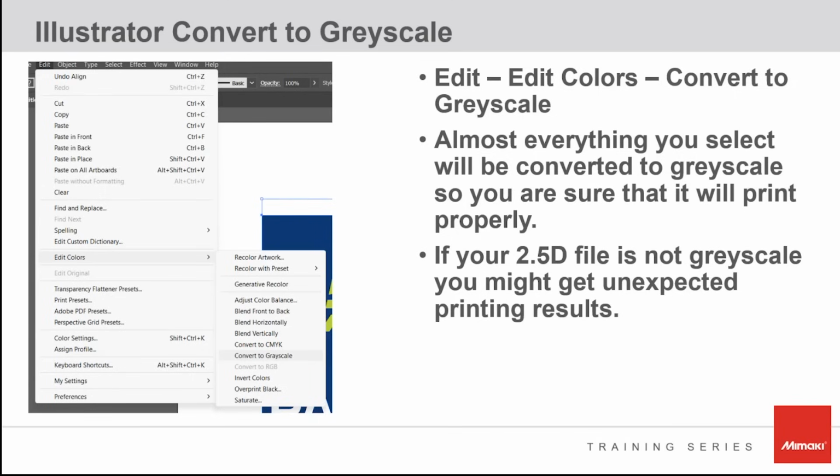But sometimes if you're using something like an edible text or something that has a lot of effects built into it, those things will not convert over to grayscale properly. I'll show you a trick in a little bit how to find that in the Appearance tab. If your 2.5D file is not grayscale, you're going to get an unexpected printing result.